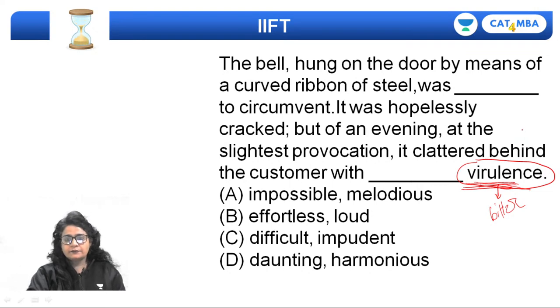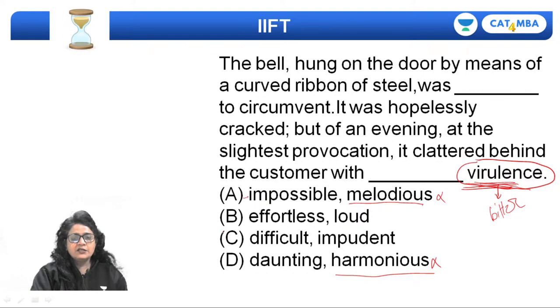Siddharth, you say it's C. Alright. See, because of this word, virulence, that's extremely negative, you can easily eliminate these two options. It cannot be melodious virulence, it cannot be harmonious virulence. Okay? So very clearly these two options are outrightly eliminated. Now, if you decide which word is fitting in the first blank, you are through with your answer. The bell hung on the door by means of a curved ribbon of steel was difficult to circumvent, was effortless to circumvent.